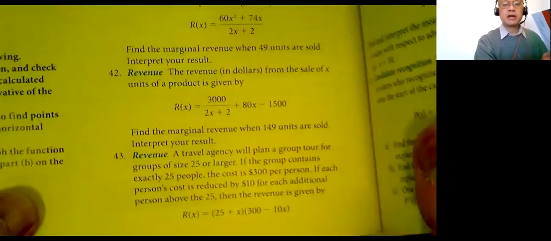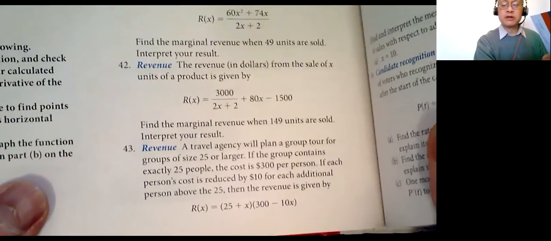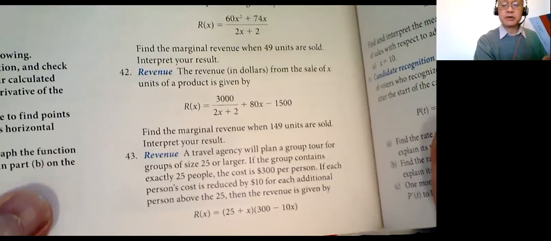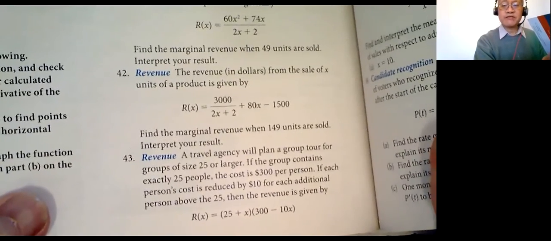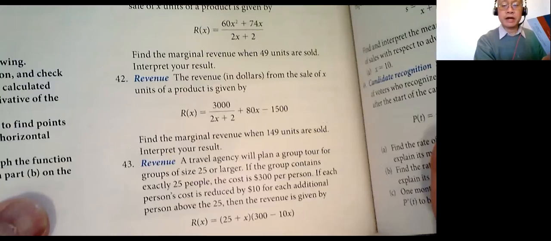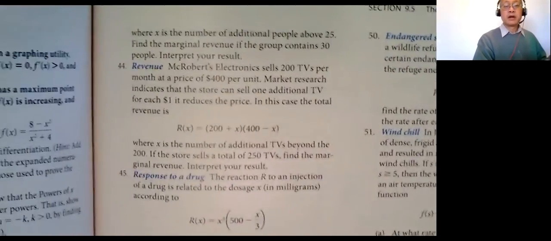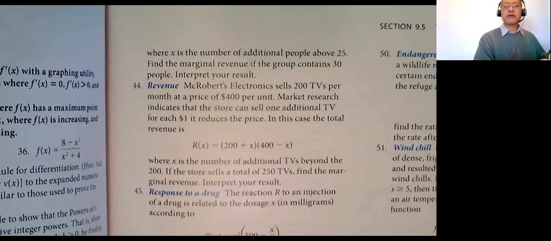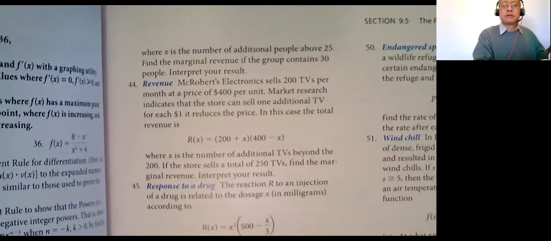And 43, revenue, and so on. Well, they give you the formula, right? R of X is equal to, it looks like a product, (25 plus X) times (300 minus 10X). X is the number of additional people above 25. Find a marginal revenue. Aha, what does that mean? Derivative.